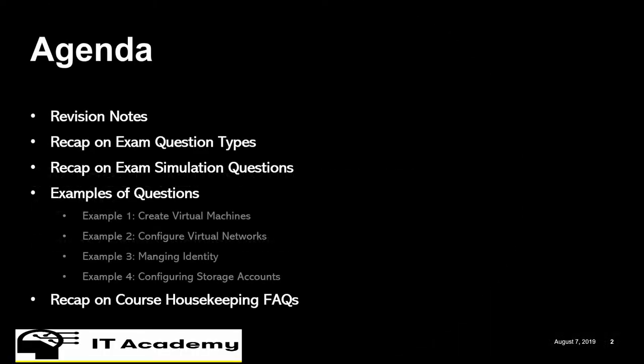In today's module, let's take a look at an action point you have about the revision notes for this course. Let's then go on to have a look at a recap of the exam question types you might come up against. Let's have a quick recap on exam simulation questions. Then let's go through some example questions that you may potentially come across in the exam that will test your knowledge about creating virtual machines, configuring virtual networks, managing identity, and configuring storage accounts. Then finally, as usual, we'll have a final recap on course housekeeping frequently asked questions.